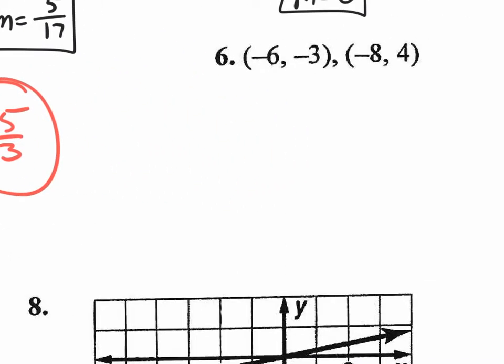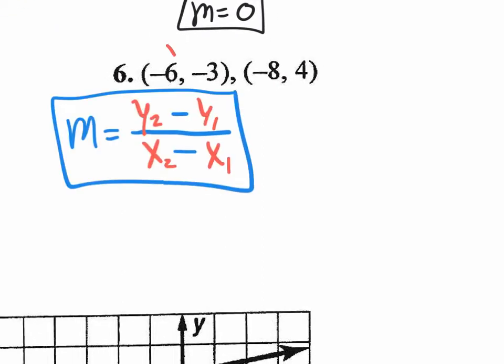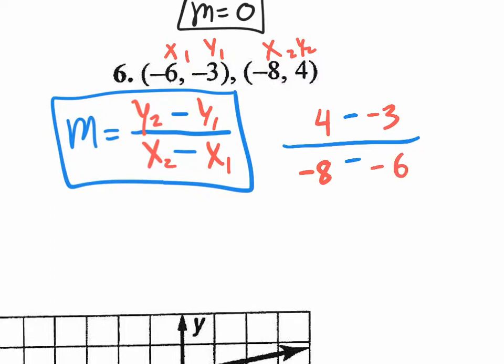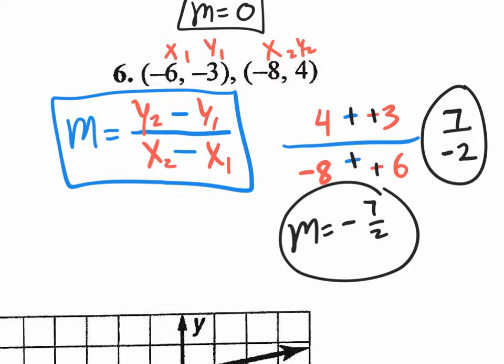Let's try number 6. I'm just going to go with the formula one more time. There it is. And of course, x, y, first point, x, y, second point. And let's plug it in. Do the division bar first, and the subtraction symbols, and then plug in your 4, which is y2, your -3, which is y1, your -8, which is x2, x1 is -6. Change the minus minus to plus plus. You're going to end up with 7 over -2, and that's all you could do. M equals -7 over 2. Let's move on, number 7.